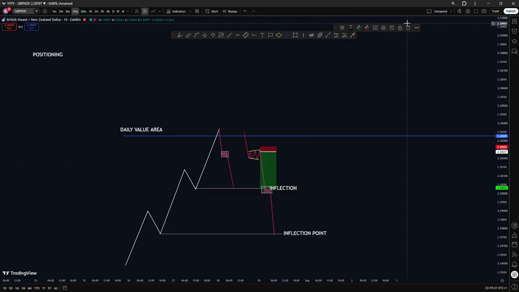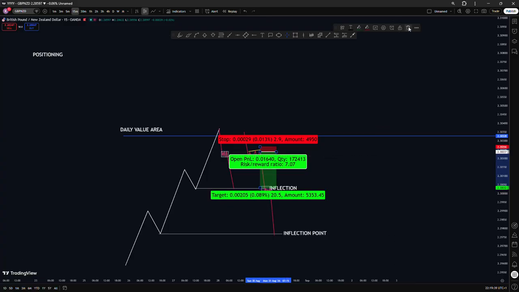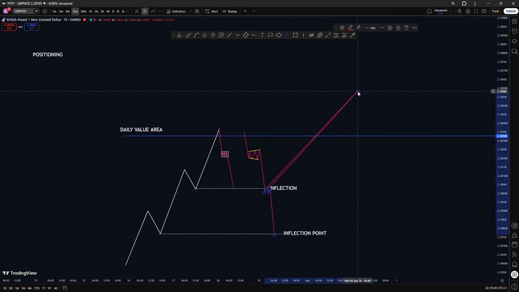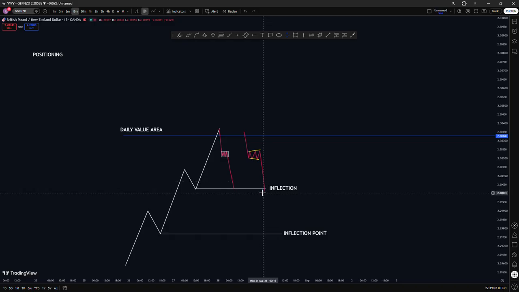So this is what I will do. Once price gets to this particular low down here, what I'm expecting to see now is, if I'm going to trade to this particular place, I'm going to see something like this.